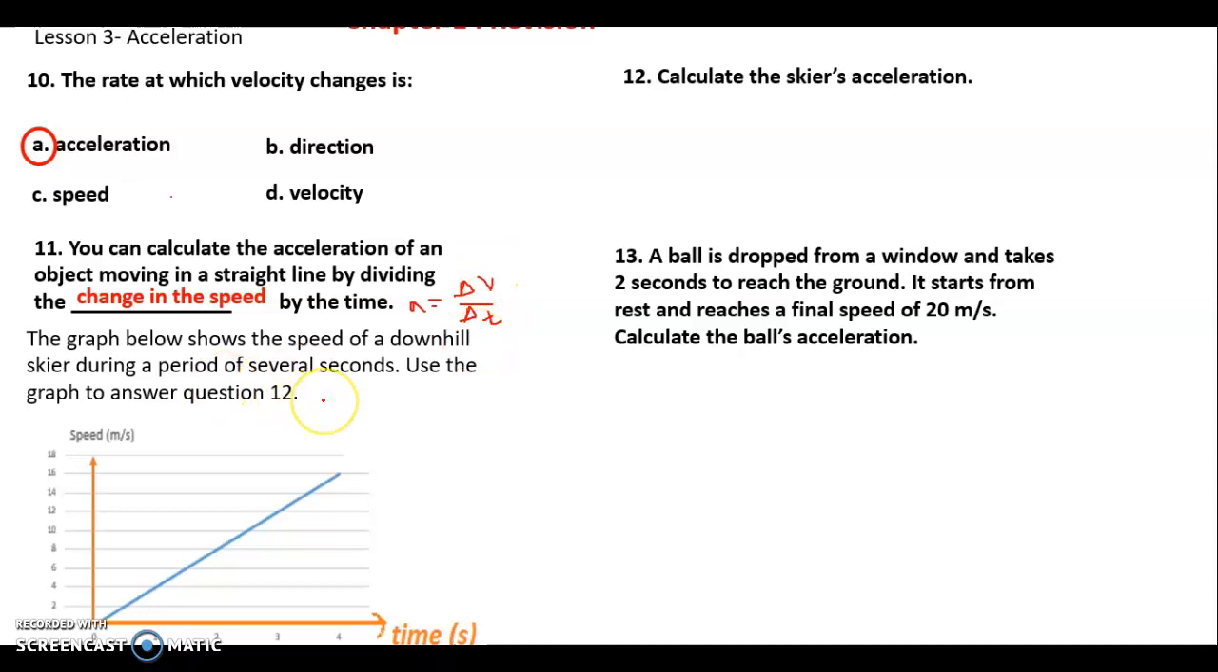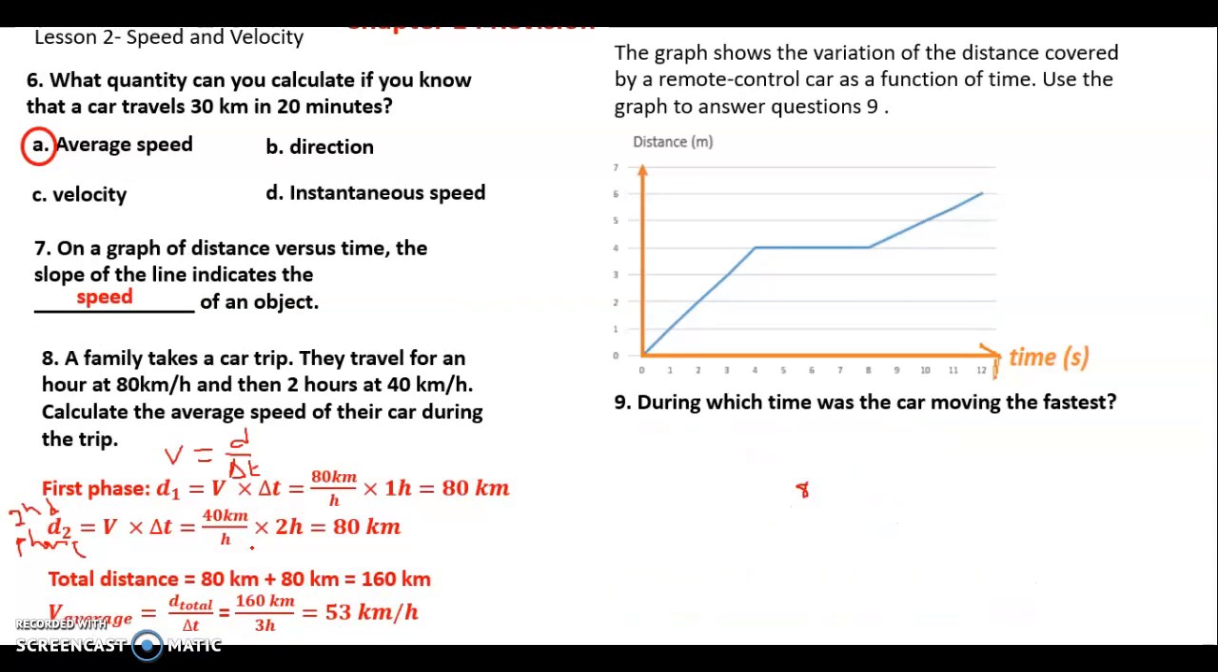Now the graph below shows the speed of a downhill skier during a period of several seconds. Use the graph to answer question 12. Calculate the skier's acceleration. The given graph is speed versus time, so you have to check out if it's distance versus time or speed versus time. So here's speed versus time, and it's an increasing line, then the slope represents the acceleration. And I mentioned this in the summary.